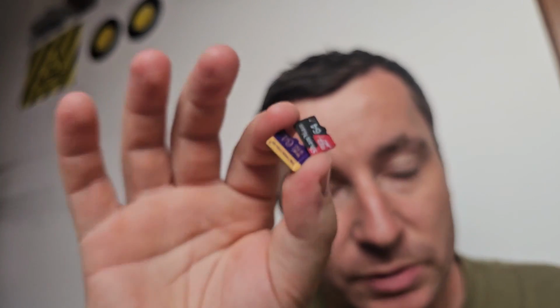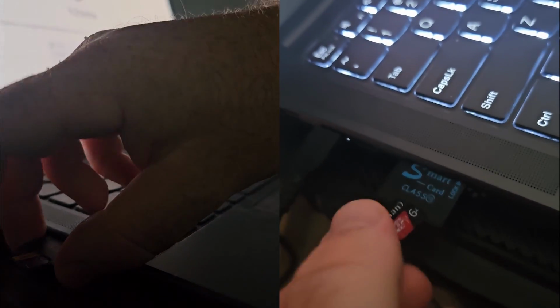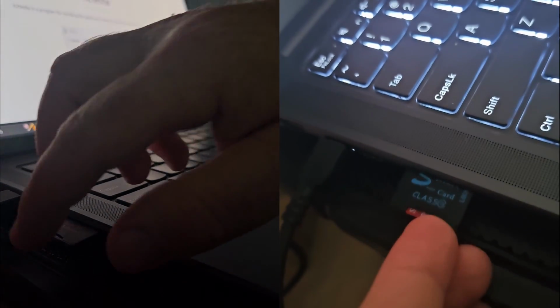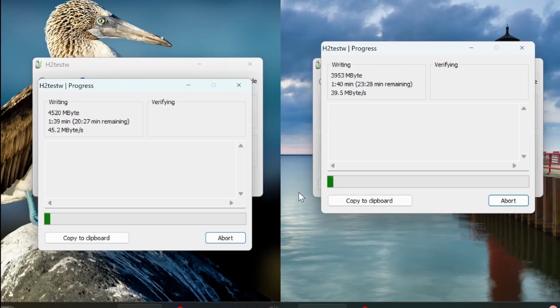And in today's video, we are gonna test those two cards, if it's worth to buy or not. So I'm using the same SD card reader with the SD card adapter what I have received to test the SD cards.